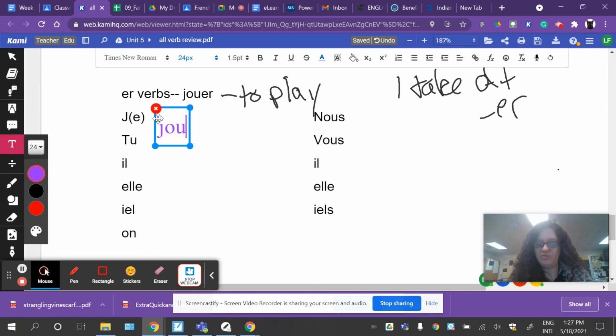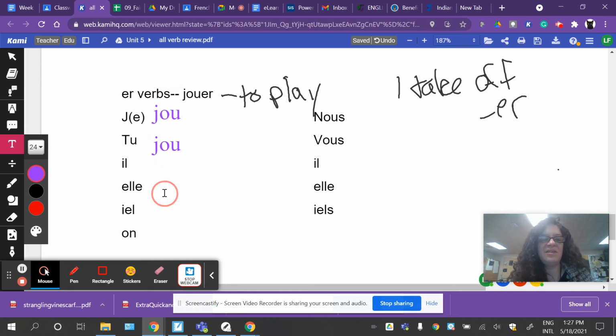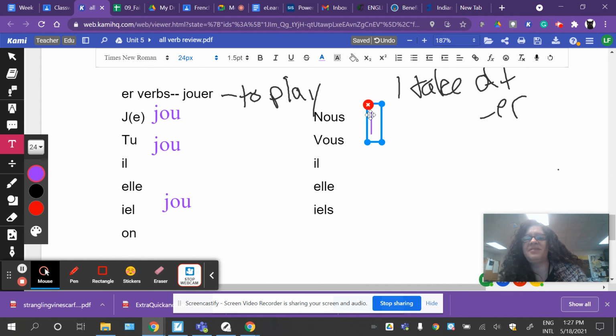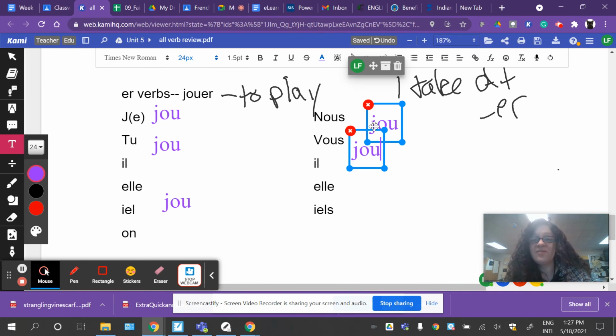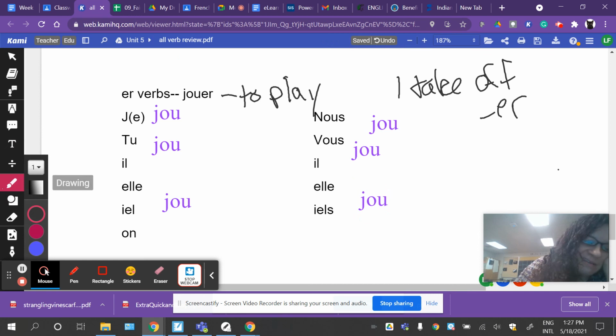So we got je jou, tu jou, and all of these are the same. I'm going to do step 1 first. I'm going to write the endings on so it's clear that this is the part that changes.